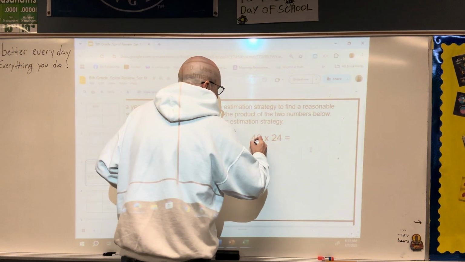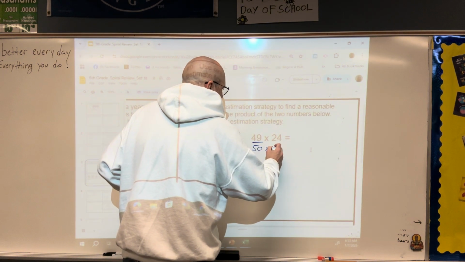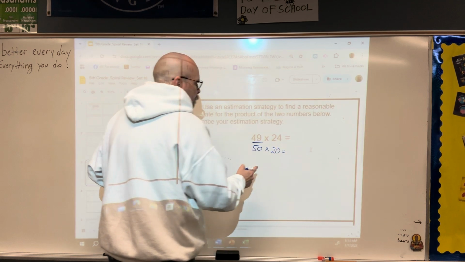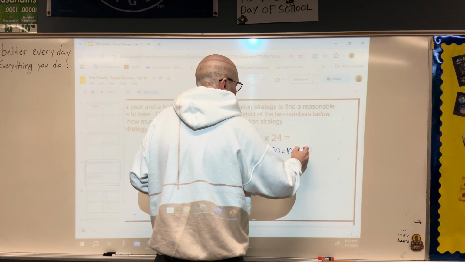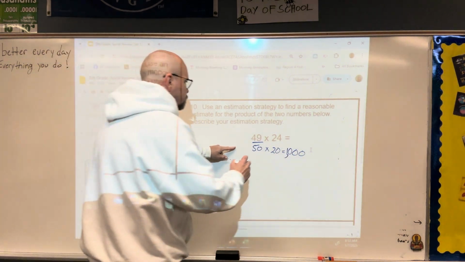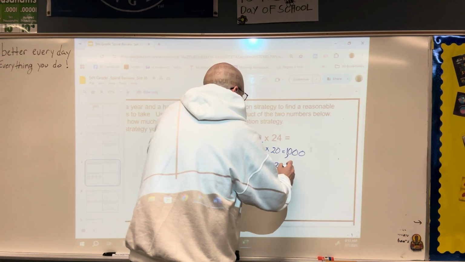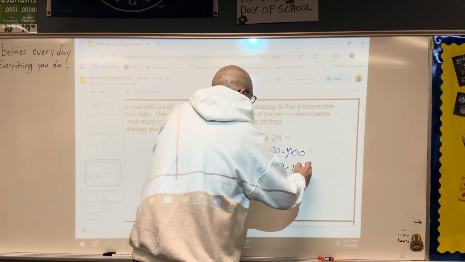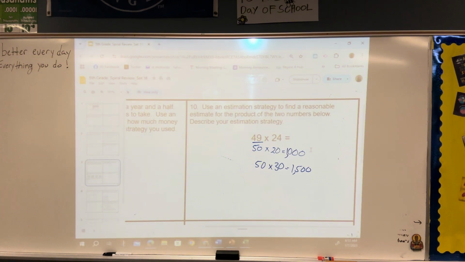So if I change this to 50, and I change this to 20, I'm going to get 1,000. If I change this to 50, and I change that to 30, I'm going to get 1,500. My answer should be between those two numbers, between 1,000 and 1,500.